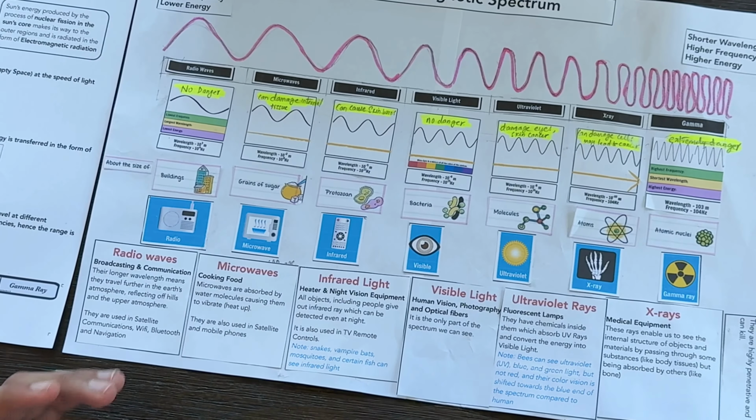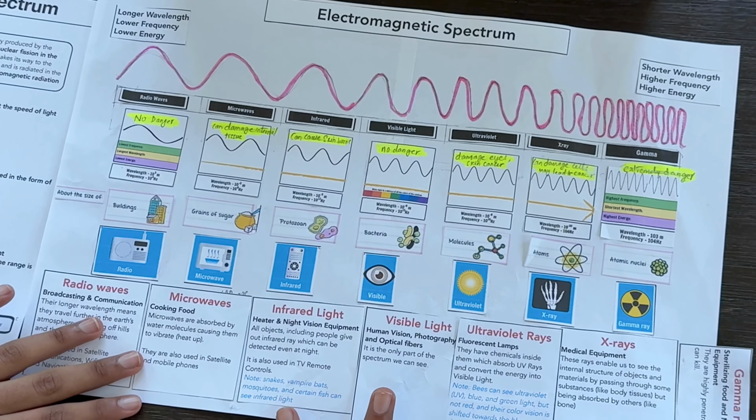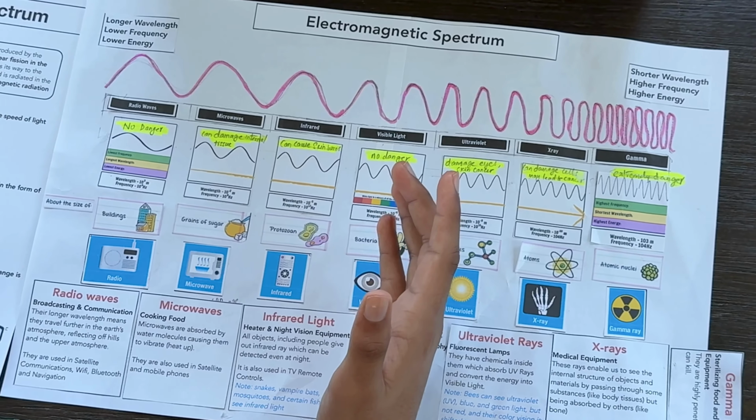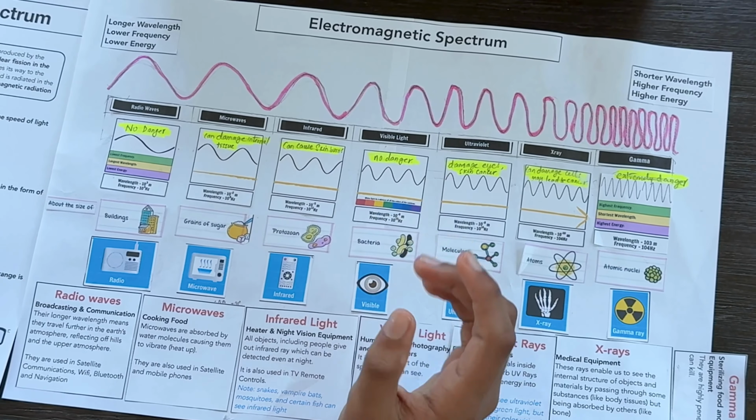However, some animals will be able to see more different types of waves, but this is the only part of the spectrum we can see. Visible light comes in the size of a few bacteria, and it's mainly used in things like human vision and photography. Next is ultraviolet waves. They can damage our eyes and can cause skin cancer.